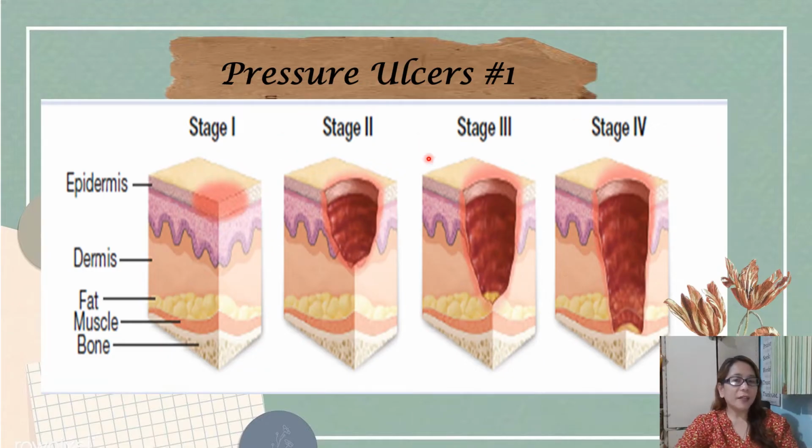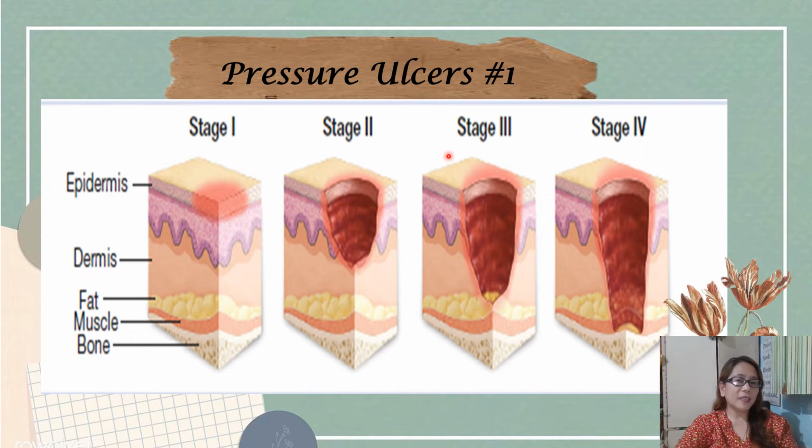Alright, so there are 4 stages of pressure ulcer. The first stage affects only the epidermis of the skin. As you can see, the skin is intact. There are changes in the temperature. It could be warm or cold. There can be changes in the sensation. The patient may complain of pain. There are changes in the color, nagiging red or pink.